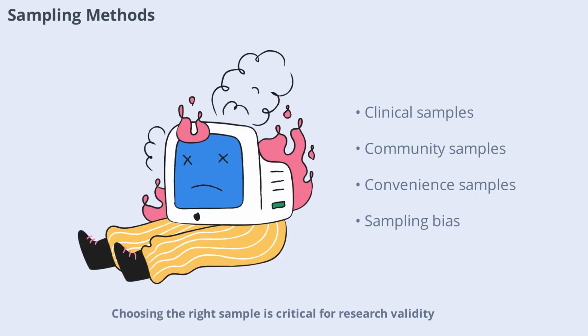Choosing the right sample is critical for research validity. In abnormal psychology, researchers often use clinical samples, community samples, or convenience samples. Each approach has strengths and weaknesses. Clinical samples provide direct access to individuals with disorders but may not represent the general population. Community samples offer broader perspectives, while convenience samples are easier to recruit but may introduce bias. Careful sampling ensures that findings are meaningful and applicable.